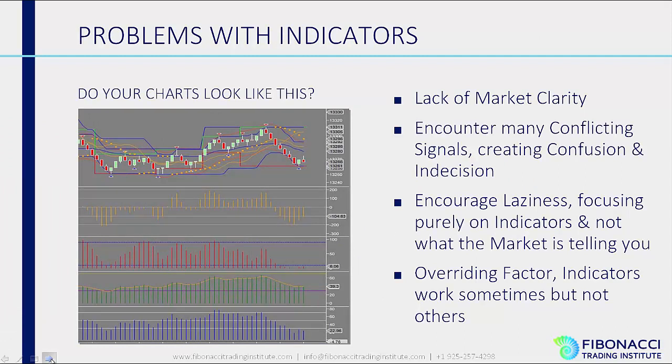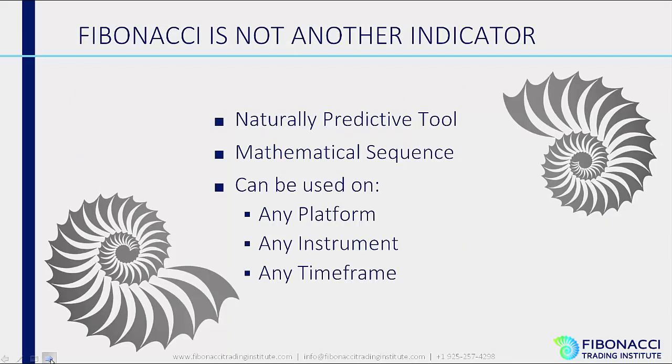No indicator will give you market clarity. Indicators encounter many conflicting signals, creating confusion and indecision. Pure price, not blocked by any indicators, giving you very clear understanding of price action. Pure price for entry and Fibonacci for exits is a key to the method. Fibonacci is not another indicator. Fibonacci is naturally predictive tool, which is mathematical sequence and can be used on any platform, any instrument, and any time frame.